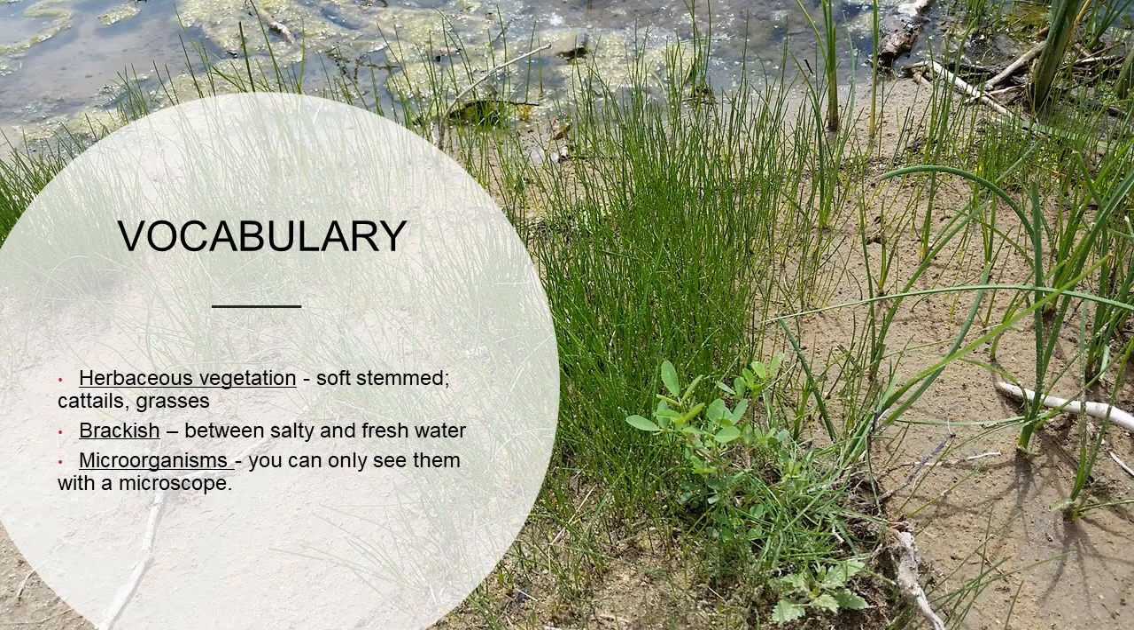Herbaceous vegetation is soft-stemmed vegetation as opposed to woody-stemmed vegetation. Some types of soft-stemmed vegetation found in marshes are cattails, sedges, and grasses. Brackish water is another definition we should know to understand marshes. Brackish water is somewhere between salt water, like you'd find in the ocean, and fresh water found in lakes, ponds, etc. We should also discuss the term microorganism. These are tiny organisms that can't be seen without a microscope. They live in the soil and consume and convert nutrients in the soil to the nutrients that plants can use to grow.